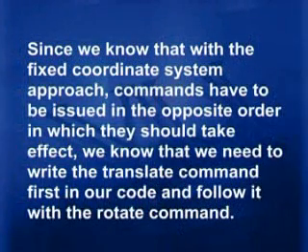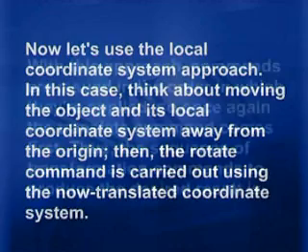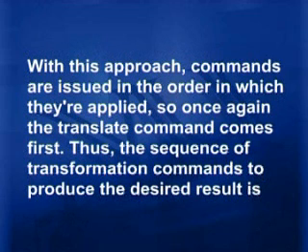Since we know that with the fixed coordinate system approach, commands have to be issued in the opposite order in which they should take effect, we know that we need to write the translate command first in our code and then follow it with the rotate command. Now let's use the local coordinate system approach. In this case, think about moving the object and its local coordinate system away from the origin. Then the rotate command is carried out using the now translated coordinate system. With this approach, commands are issued in the order in which they are applied. So once again, the translate command comes first.